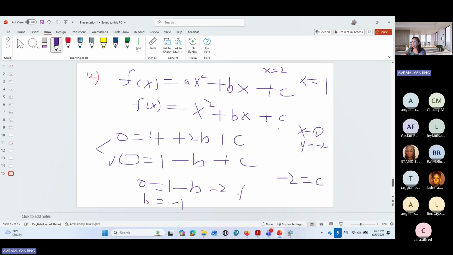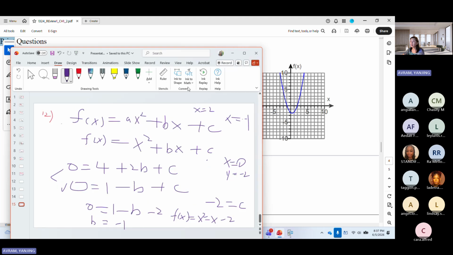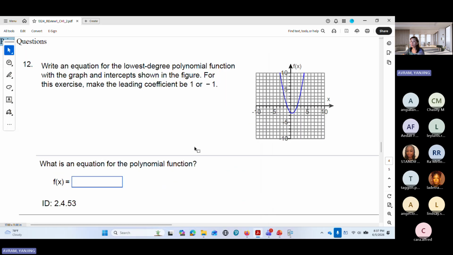My f of x will be x squared plus bx. B here is -1, so that's minus x. And then c here is -2. So that's my equation. That is the whole equation in here. And if you do not know, you can put this one in a calculator graph to see how it looks. So you can use the graph to double check your final answer actually.